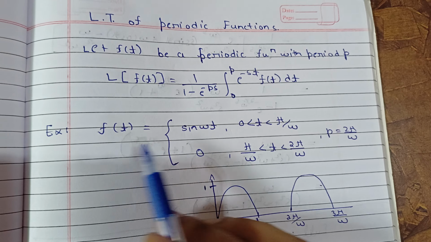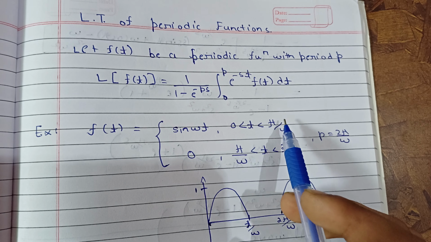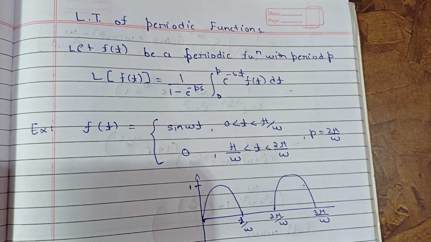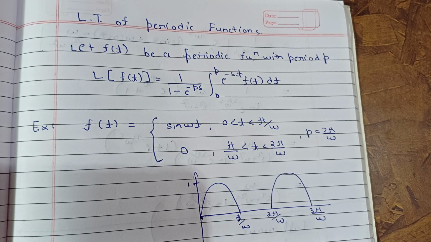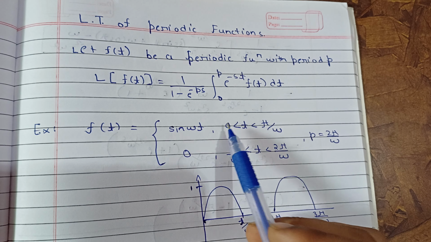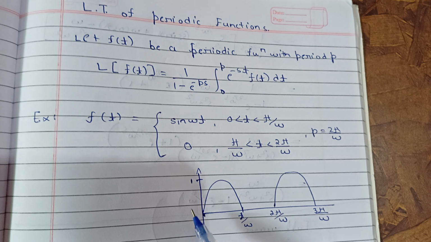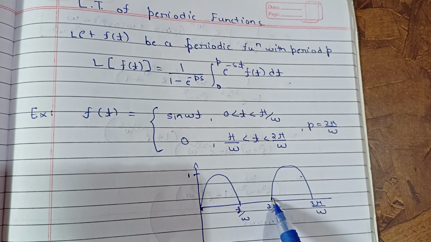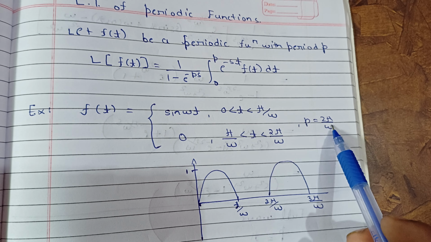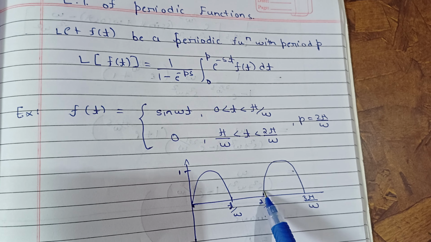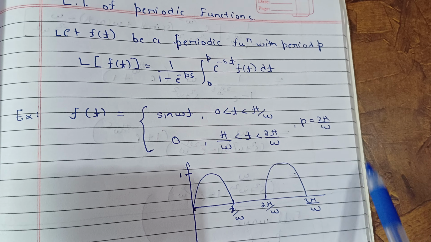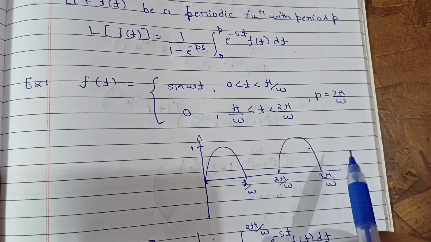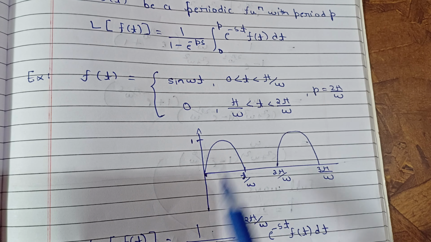Let f(t) be given as sin omega t from 0 to pi by omega, and it is 0 from pi by omega to 2 pi by omega, and the period is 2 pi by omega. This means that from 0 to pi by omega it is sin omega t, and from pi by omega to 2 pi by omega it is 0, and then this thing will repeat. So this is something like a half wave rectified function. This is your function and this is your graph, and you have the period.